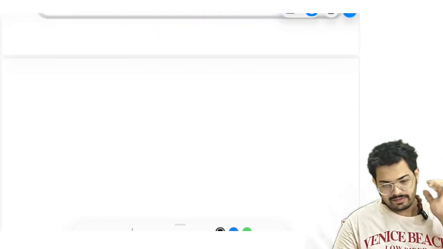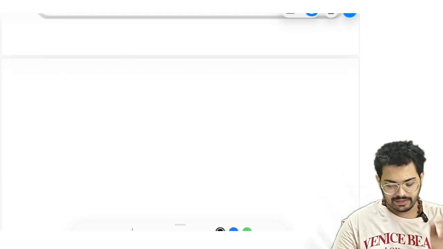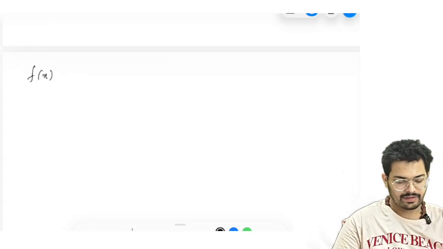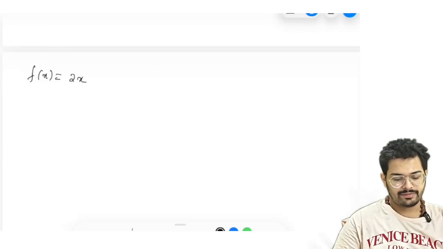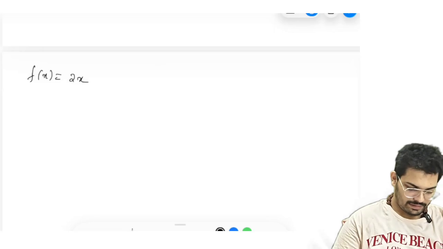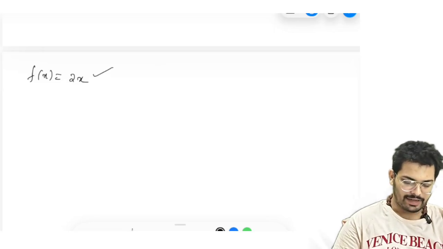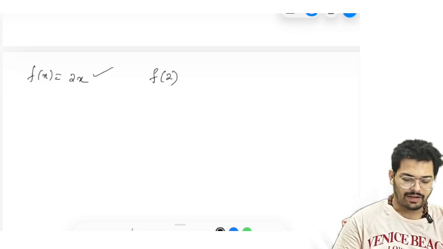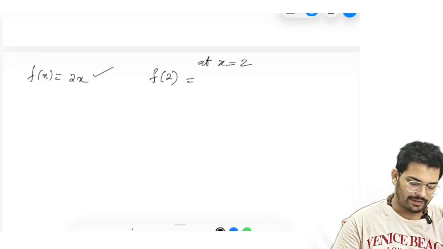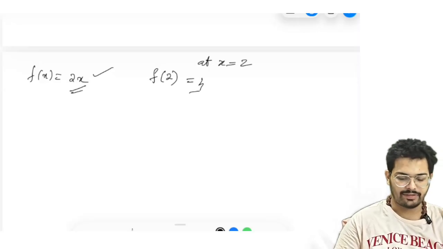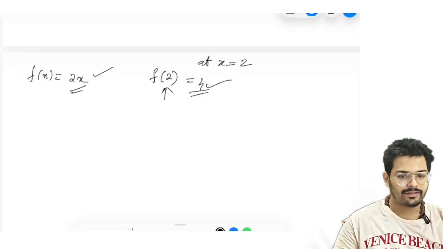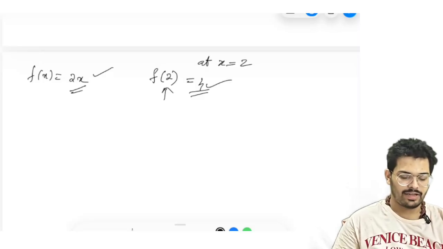Limit means, suppose I am taking a function, that is f of x equal to 2x. Now if I say this function's value at x equal to 2, that is f of 2, the function has a certain value, that is 2 into 2, that is 4. That means if you are inputting the value x equal to 2, you will get value 4 as the output.